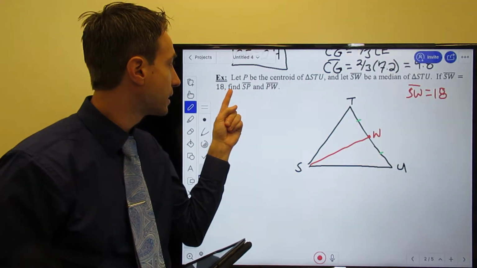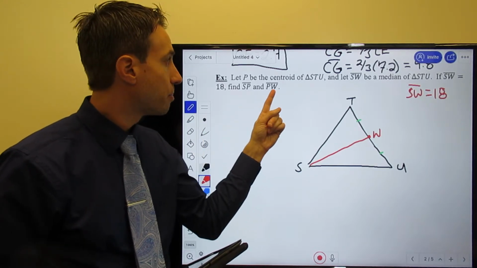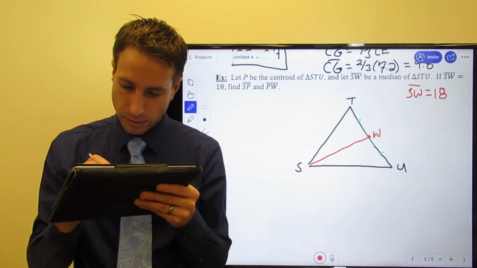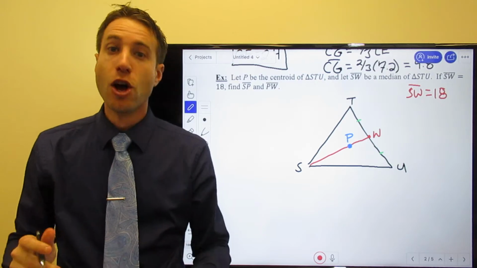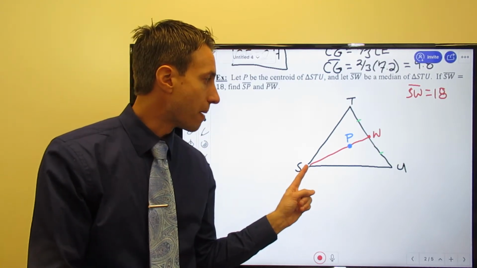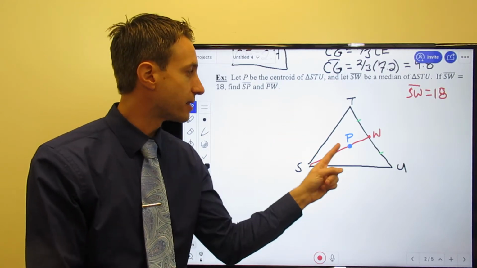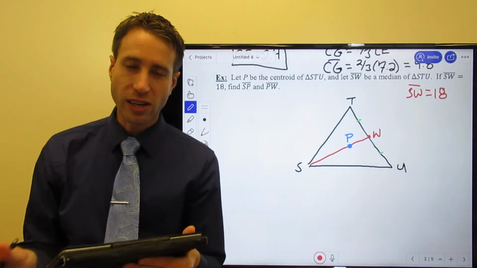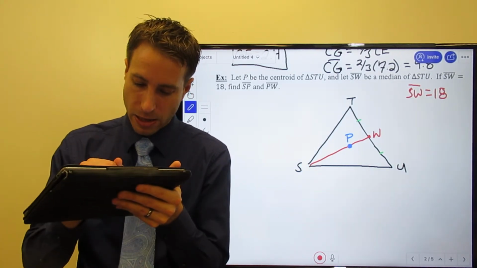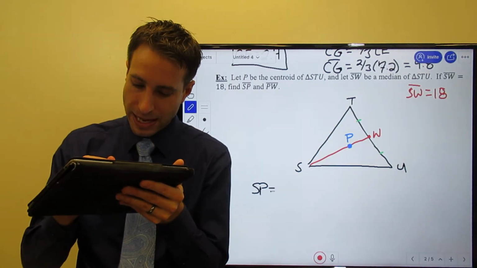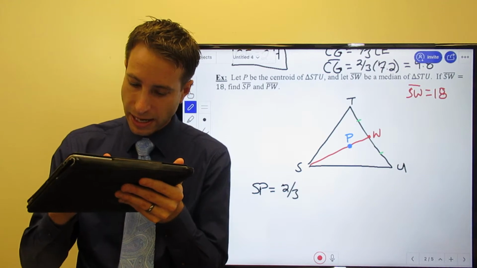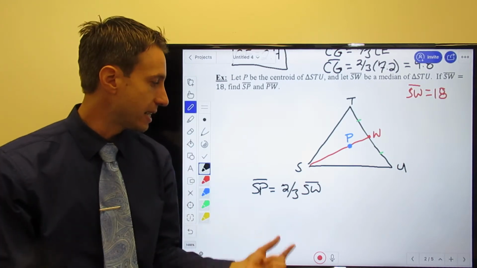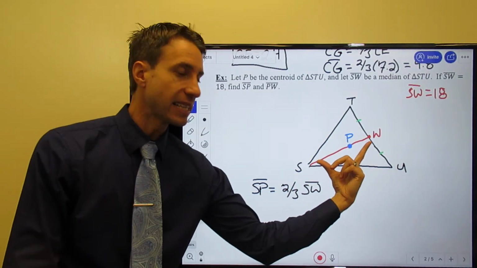Okay, let's keep going. I want you to find SP and PW. Okay, great. So my centroid is somewhere probably right around in there. I want you to find the distance from S to the centroid, and then I also ask you to find the distance from the centroid to point W. Well, again, remember the way that this works. I know the distance from the vertex to the centroid. I know that SP is 2/3 the entire distance. That is the ratio for all medians. SP is 2/3 the entire distance.